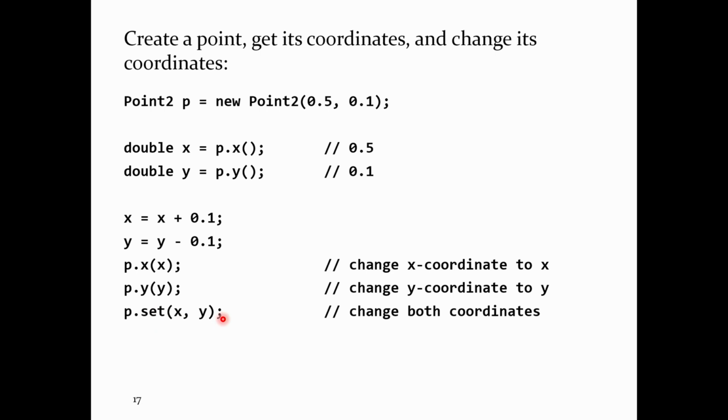There's also a set method in point2. So set lets you set both the x and the y coordinate with a single method. So that one line there is equivalent to the previous two lines. So those are just some simple examples of using methods that belong to an object.